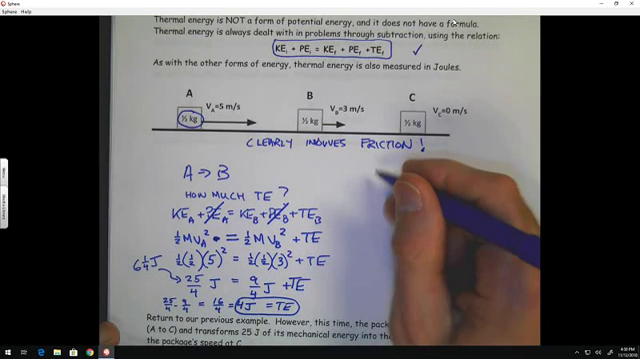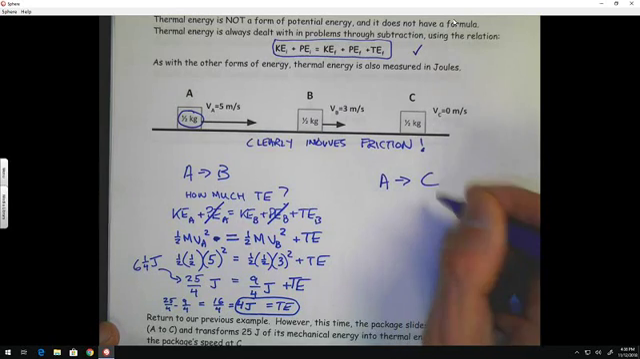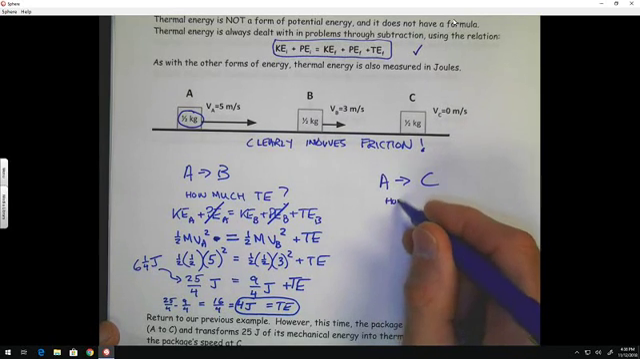Let's try it from, how about if we go from A to C, how much thermal energy?